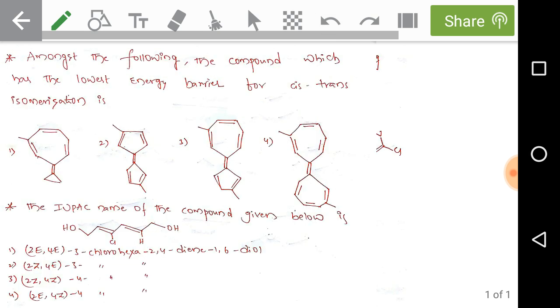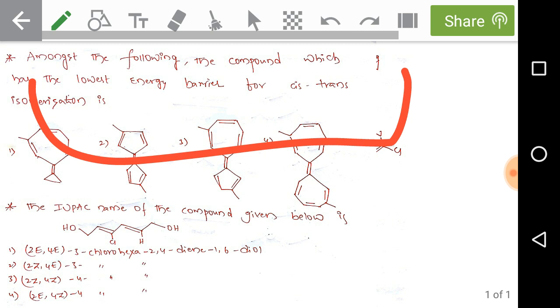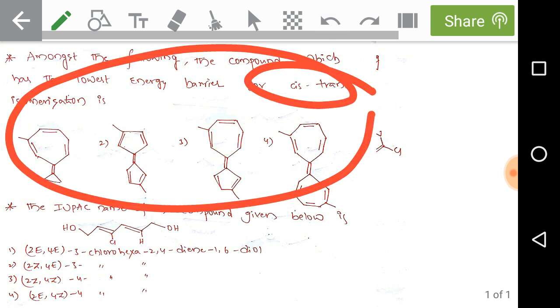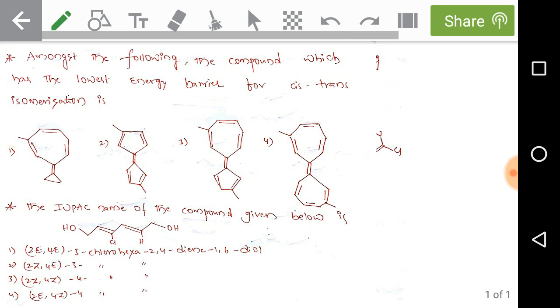Next one, among the following, the compound which has the lowest energy barrier for cis-trans isomerization is. First we need to look at the given 4 options. If you look at this, you need to get an idea about the ring stabilizations. When you get the idea about ring stabilization, you can get an idea about aromatization of that particular ring.